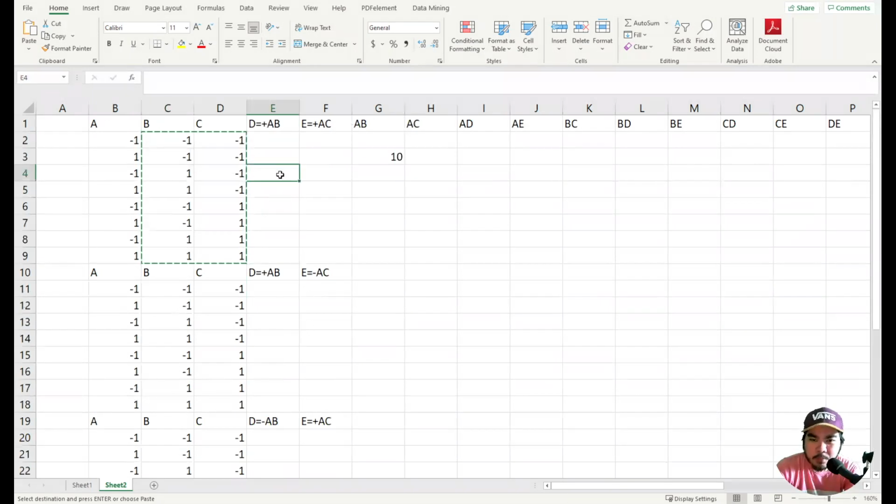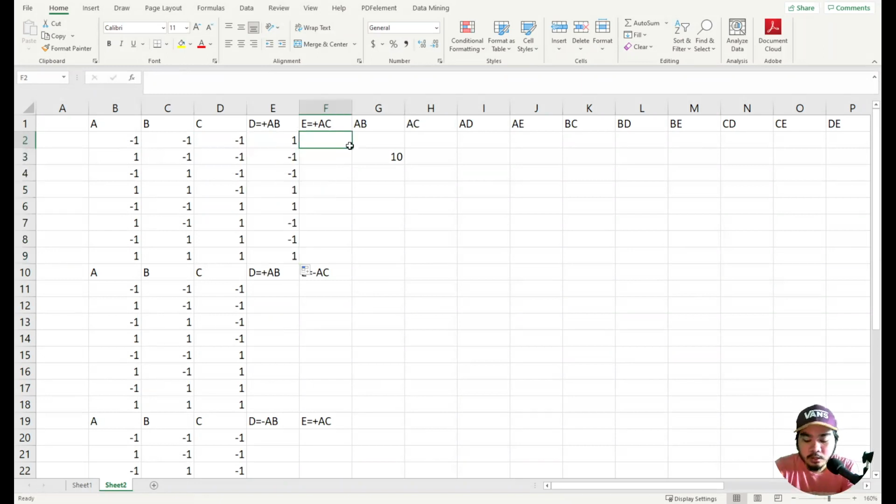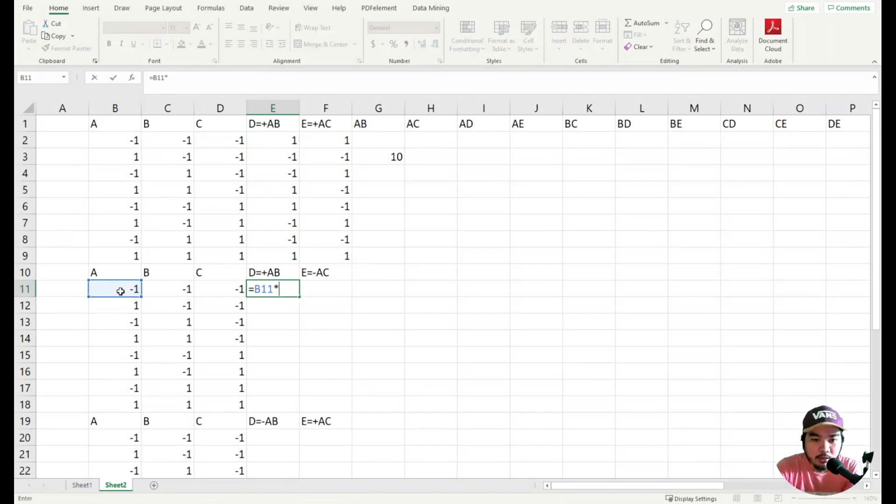Okay. Tapos let's do a design generator, no? Etong AB plus minus plus AB siya. So let's just do plus AB. Drag it down. Ito naman plus AC, A times C. Okay. Tapos we do AB equals A times B.